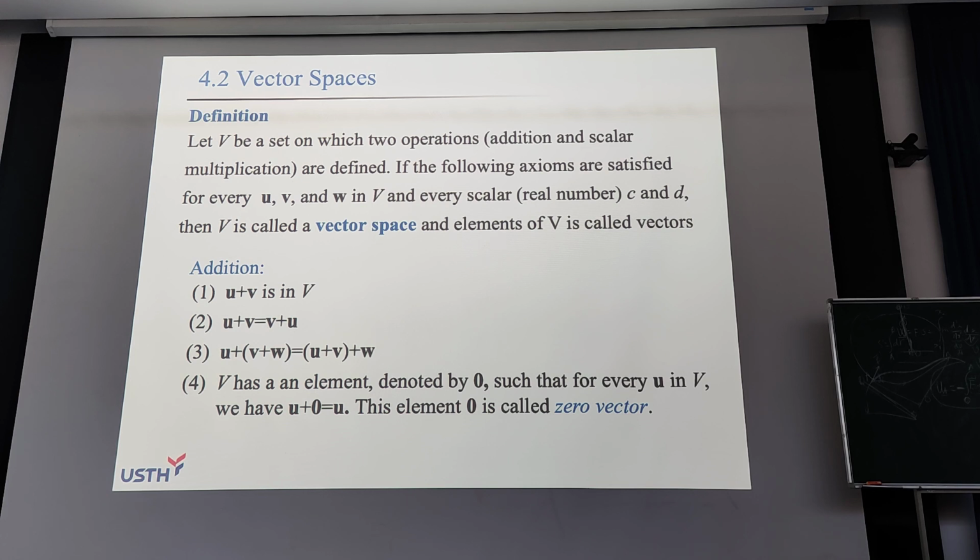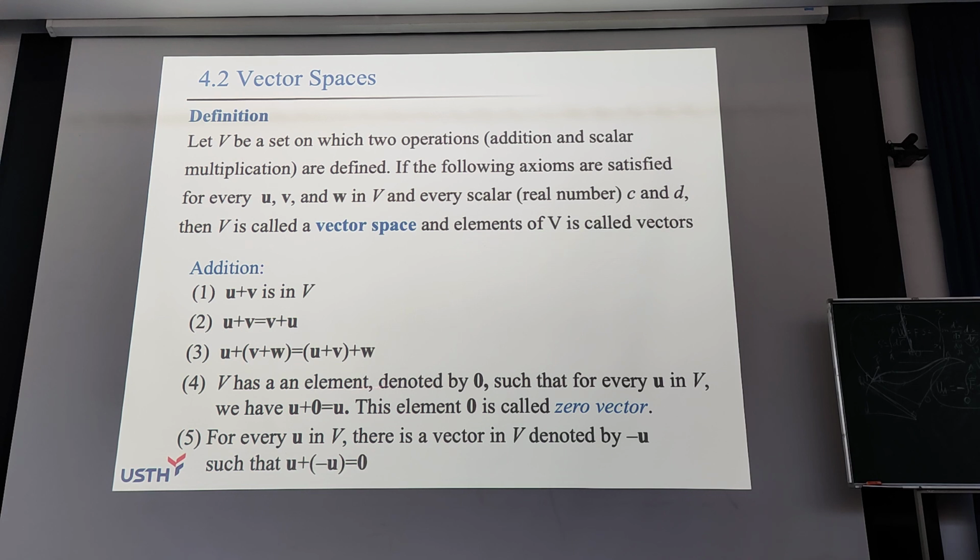Number 4. Property number 4 requires that V has an element denoted by 0. Tính chất thứ tư yêu cầu là bắt buộc phải có một phần tử. Ý hiểu là như vậy. So it cannot be empty set. It cannot have no element. So that is about the set V.